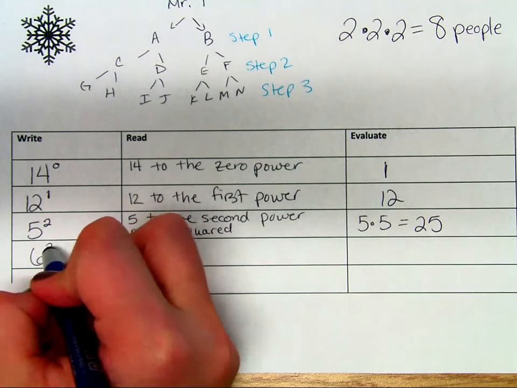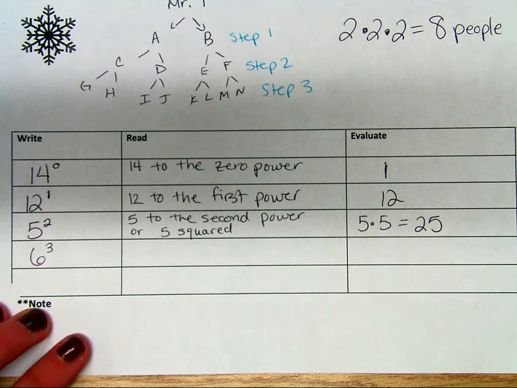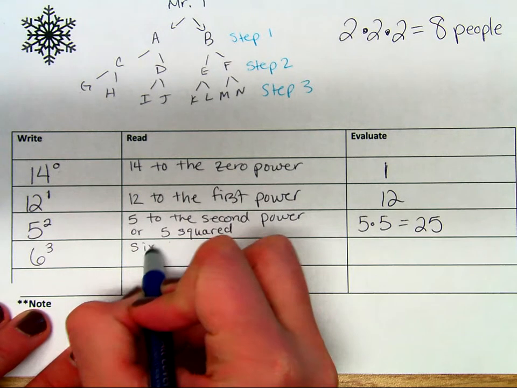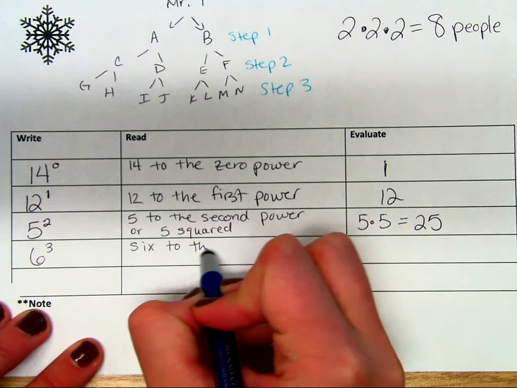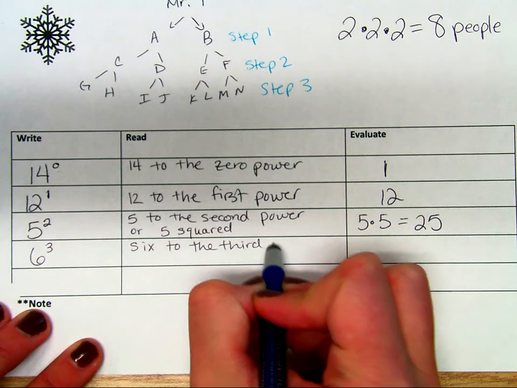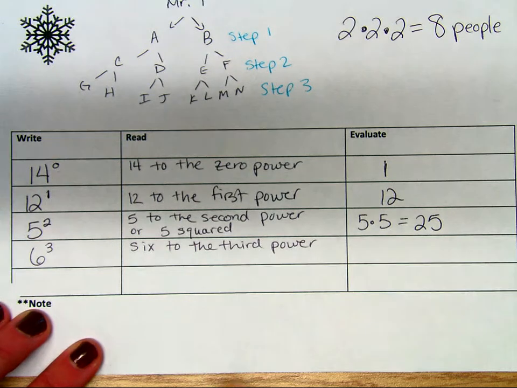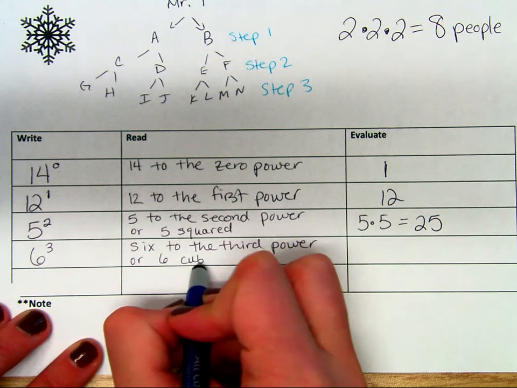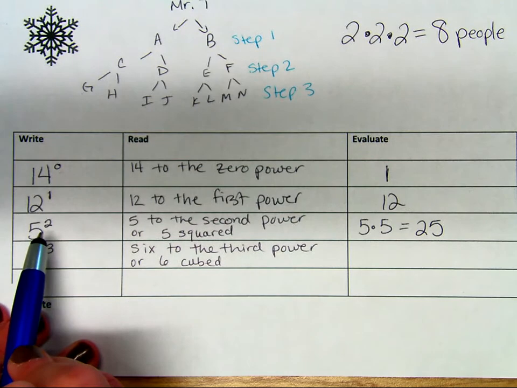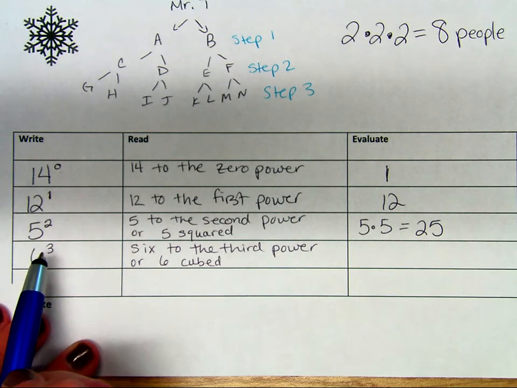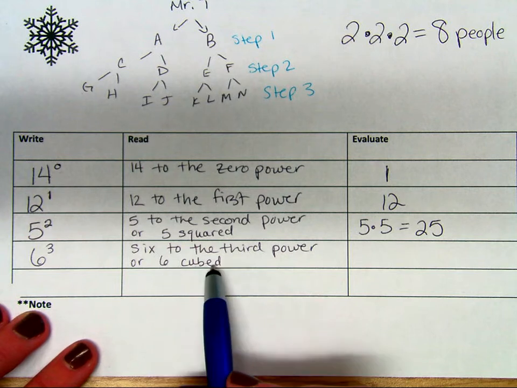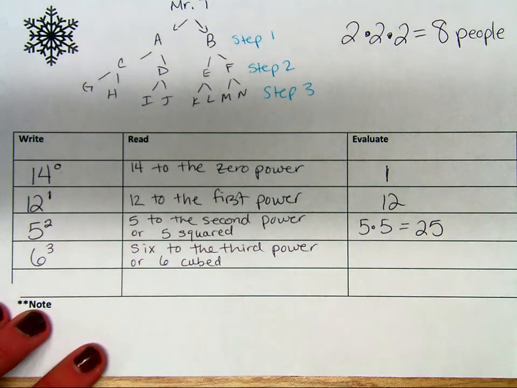Next one we'll do is 6 to the third power. So when I have a power of 3, it can be said as either 6 to the third power, or another way to say this is 6 cubed. So to the second power is squared, to the third power is cubed. This is, again, the more common way to say it, but they both mean the same thing.